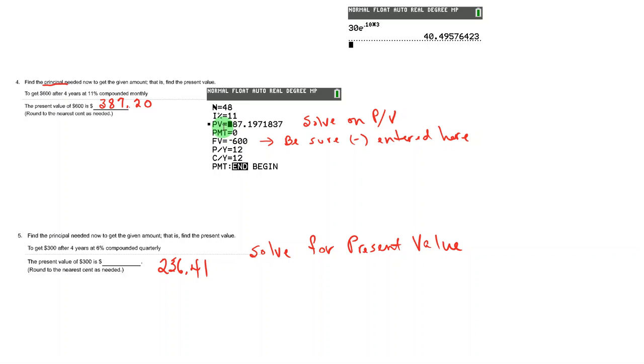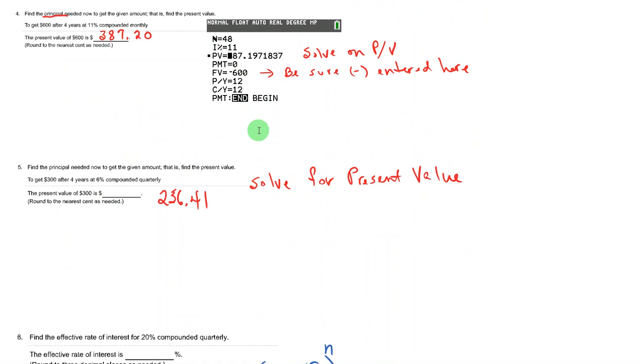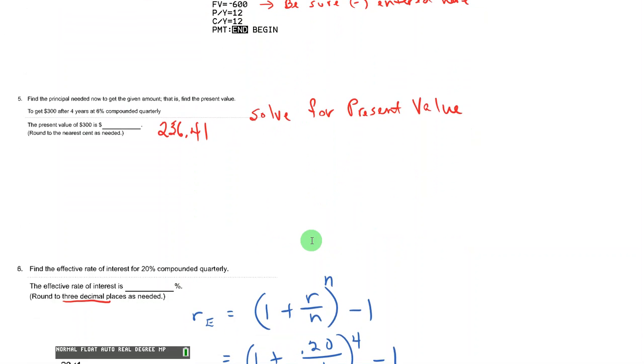We go to the cursor, we put our cursor on PV, and we solve there, alpha and the enter key, and we get 387.20. Now it needs to make sense. If you got a number bigger than 600, well, that wouldn't make sense that you'd put something bigger than 600 and only end up with 600. So 387.20 makes sense. Number 5, again, you're solving for the present value and you put the same kinds of things in. So we can do that.